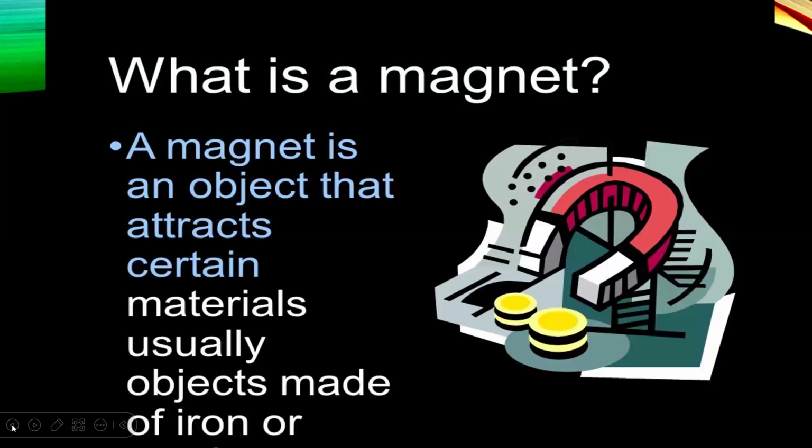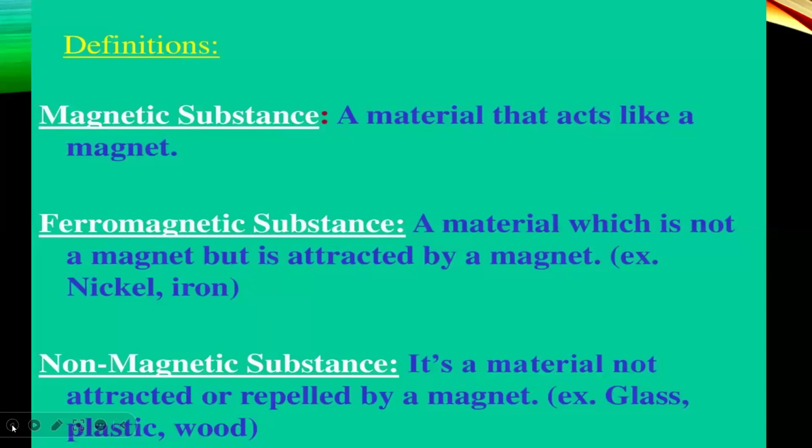Okay, so next we have the magnetic force. Anyway, what is a magnet, students? A magnet is an object that attracts certain materials. Example, iron, cobalt, and nickel, right?